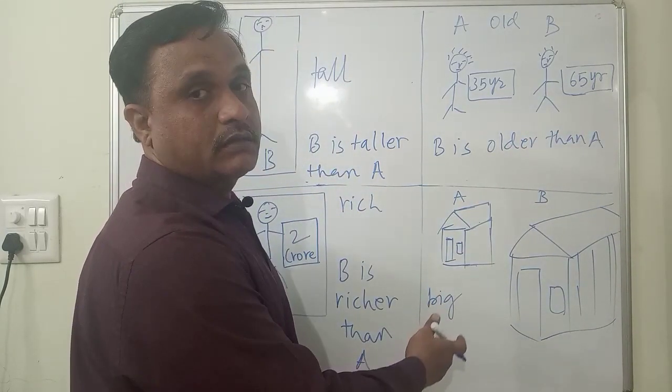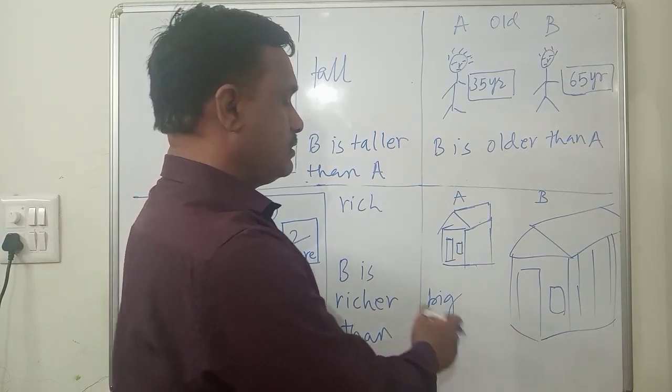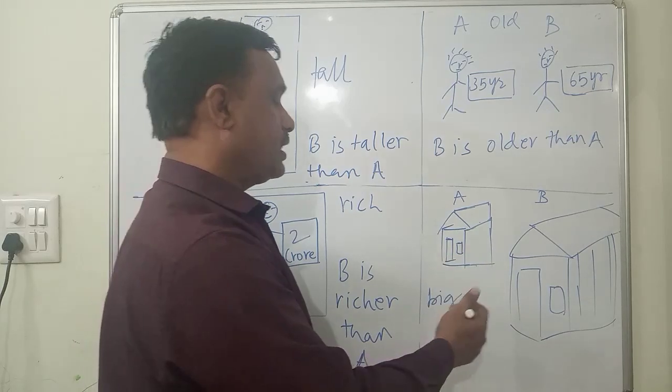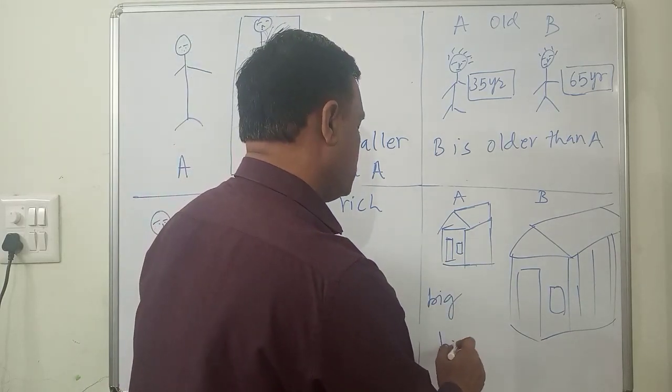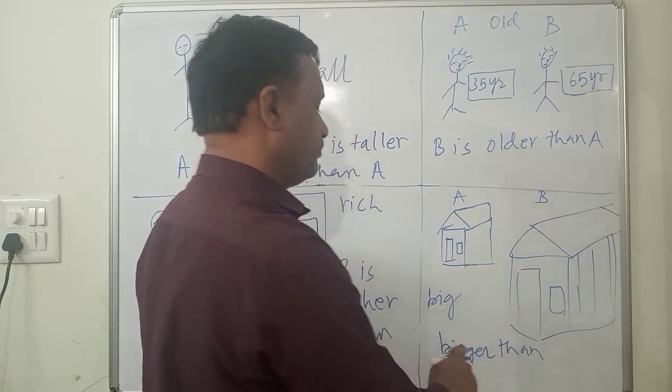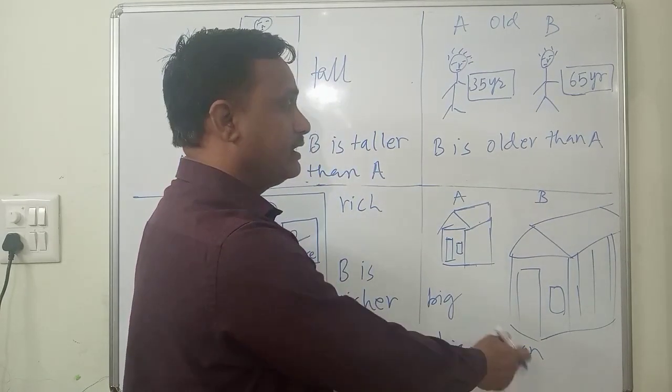Now how big B's house is? Certainly B's house is bigger than A's house. Bigger than. B's house is bigger than A's house.